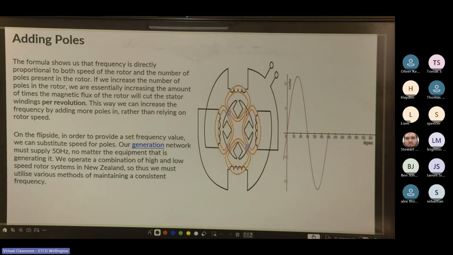If we increase the number of poles in the rotor, we're essentially increasing the number of times the magnetic flux of the rotor will cut the stator windings per revolution. This way, we can increase the frequency by adding more poles rather than relying on rotor speed. On the flip side, in order to provide a set frequency value, we can substitute speed for poles. Our generation network must supply 50 hertz, no matter the equipment that is generating it. We operate a combination of high and low speed rotor systems in New Zealand, so we must utilize various methods of maintaining a consistent frequency.